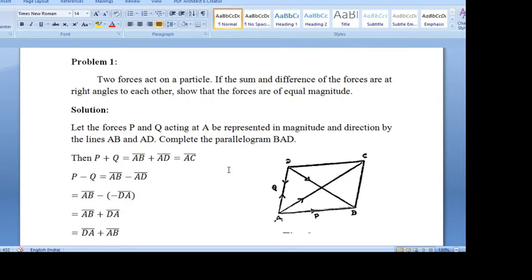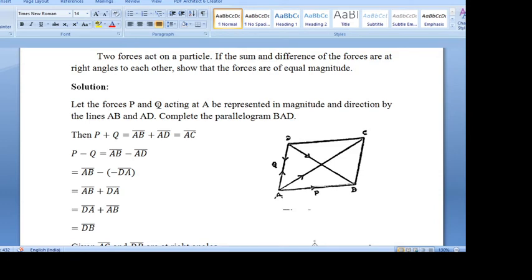Hello everyone, in this video we are going to discuss some simple applications of the parallelogram law and triangle of forces, and most importantly Lami's theorem. The first problem is: suppose two forces act on a particle. If the sum and the difference of the two forces are at right angles to each other, we have to show that the forces are of equal magnitude.